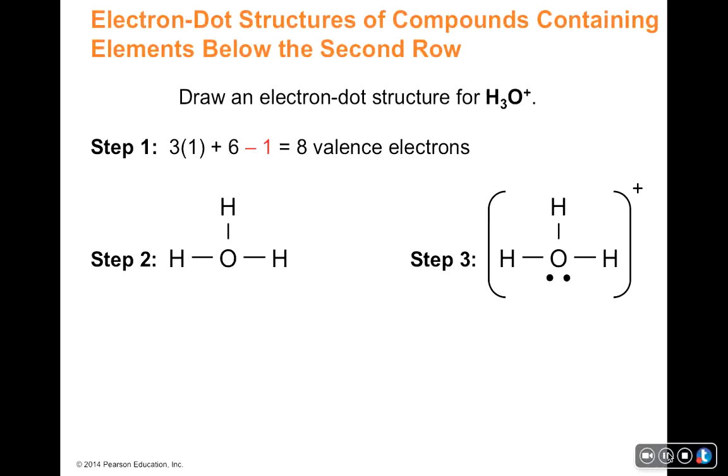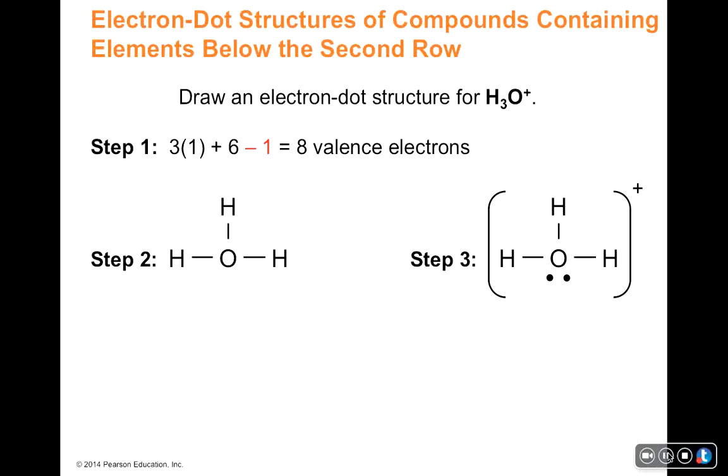So here's another example, H3O+. So again, the first step, total up the number of valence electrons. We have 3 hydrogen atoms. Each of those have 1 valence electron. Oxygen has 6 valence electrons. And then it has a +1 charge, so we know we have to subtract off an electron from the total. So we get 8.